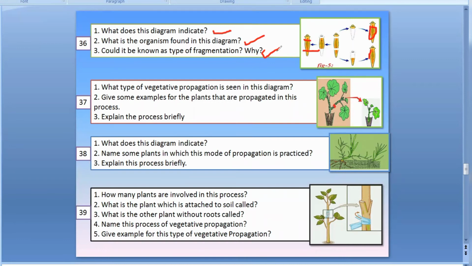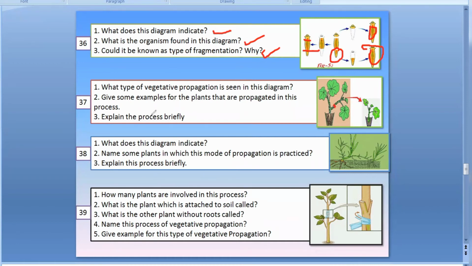Whatever they lost, they develop their parts again. So it is called regeneration as well as fragmentation. Why? Because a part of the organism is separating and developing into a new organism. It is nothing but fragmentation, one of the asexual reproduction methods. The process in Planaria, for example, is regeneration.